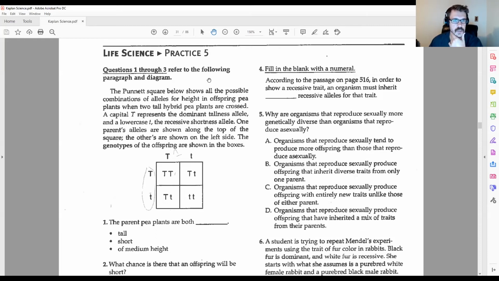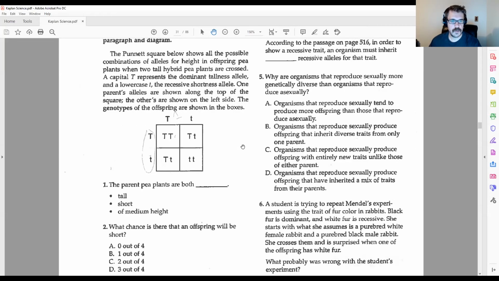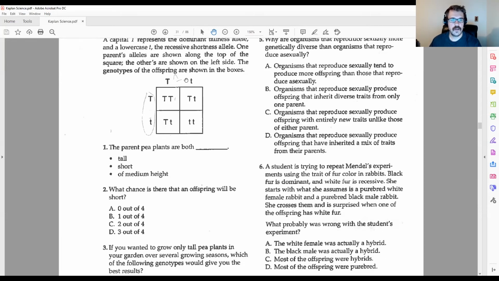Questions 1 through 3 refer to the following paragraph and diagram. The Punnett Square below shows all the possible combinations of alleles for height in offspring pea plants when two tall hybrid pea plants are crossed. A capital T represents the dominant tallness gene, and a lowercase t the recessive shortness gene. One parent's alleles are shown along the top of the square. The others are shown on the left side. The genotypes of the offspring are shown in the boxes. So that's what we just talked about. So basically along the top and along the side here are the two parent peas, and then in the boxes are all the different possible combinations, all the different possible outcomes from those two peas breeding.